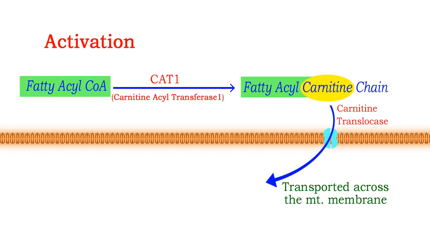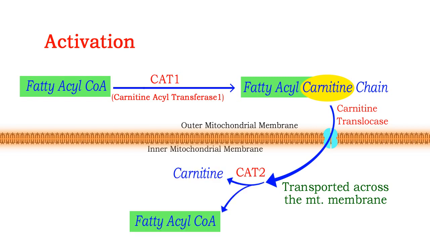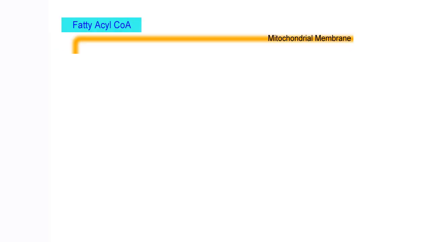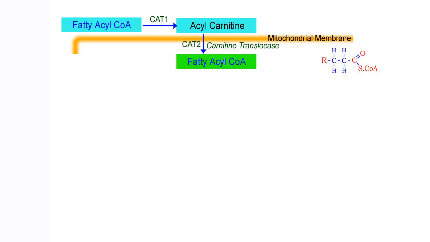the mitochondrial membrane. Once inside the mitochondrial matrix, the second enzyme, carnitine acyl transferase 2 or CAT2, receives the acyl carnitine chain and removes the carnitine molecule from the acyl coenzyme A chain. The carnitine molecule is transported back across the membrane, and the acyl coenzyme A molecule is ready to undergo the actual beta oxidation process. The beta oxidation process happens in 4 simple steps.